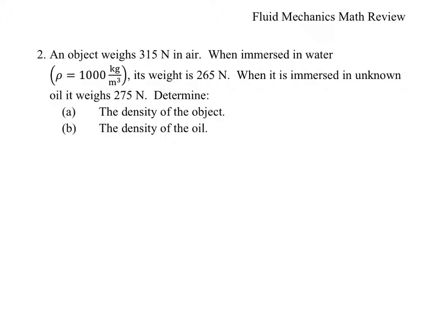Okay? So the current weight of an object in air is 315. That's its normal weight. When it's immersed in water, it only weighs 265 newtons. Why is there a differential right away? What's causing that differential in the weight? Once you're in the water, why do you weigh less? Because of the buoyant force.